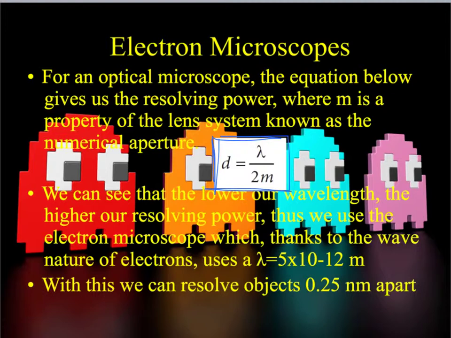And with our electron microscopes, the wave nature of our electrons tells us that they have a related wavelength of about 5 times 10 to the negative 12 meters, which means that with our electron microscopes we can resolve objects that are a quarter of a nanometer apart, and so very, very small objects that are very close together.